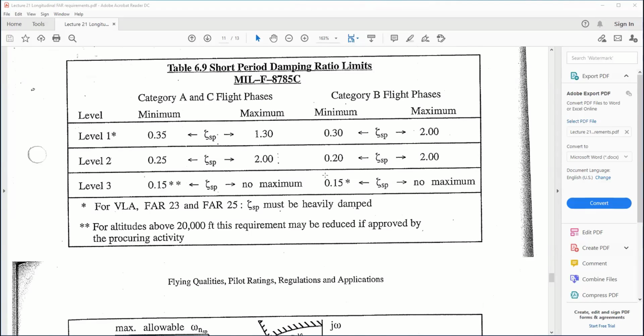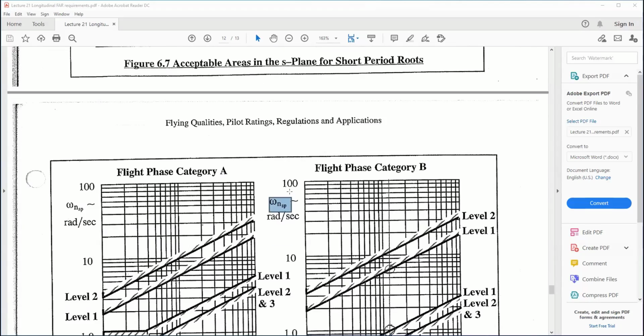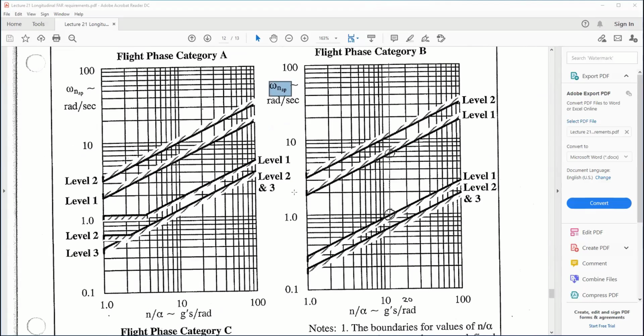And I wrote down the damping ratio too, did I or not? Oh, forgot to do that. We'll have to jump back. So let's go to this chart because we just did that. So what was my N over alpha? It's 13 something, right?